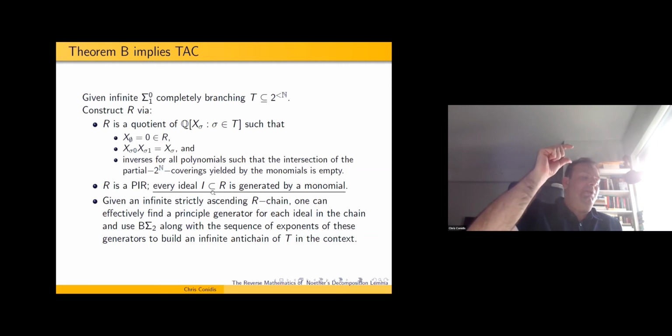If you pay attention to the exponents, basically watch where the exponents decrease, you can construct an anti-chain of your tree that way. And so these proofs are not really that hard. They use some basic algebraic constructions.